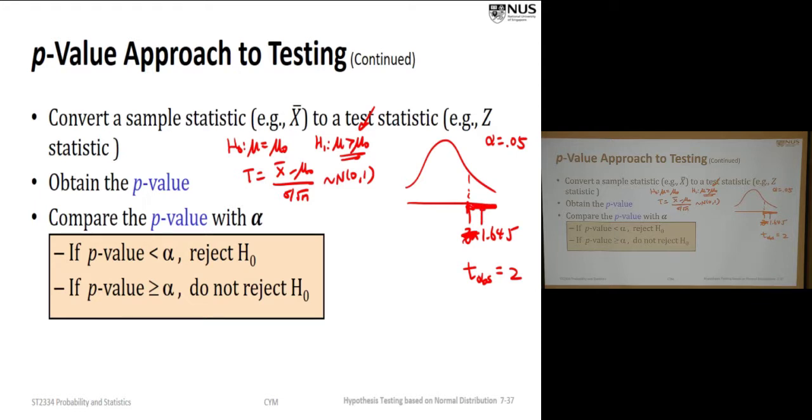Then what is the p-value? The p-value for this alternative hypothesis will be the chance of something more extreme than what you observed. In this case, what is more extreme? Bigger than what you observed. Am I right? Why is it bigger? Because my alternative is looking for whether mu is bigger than mu naught.